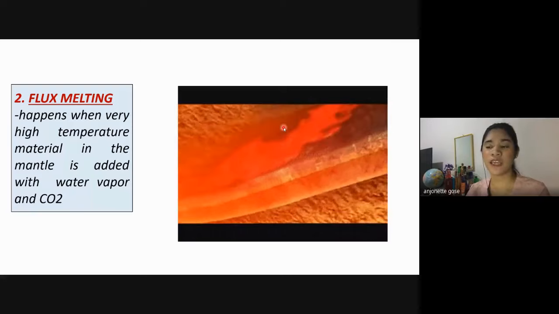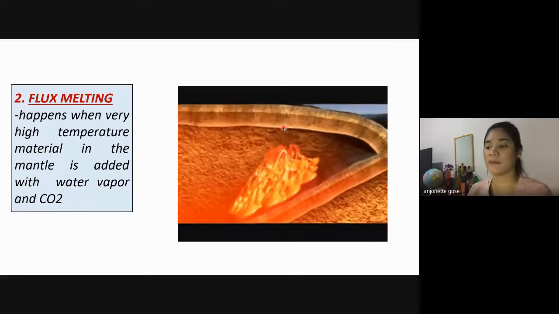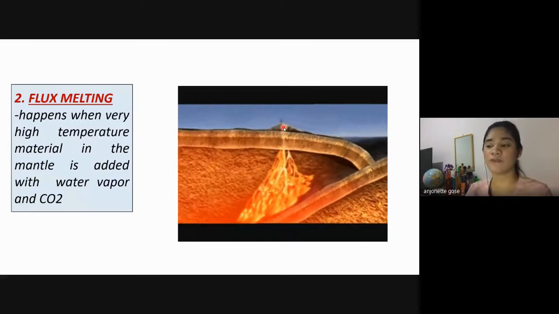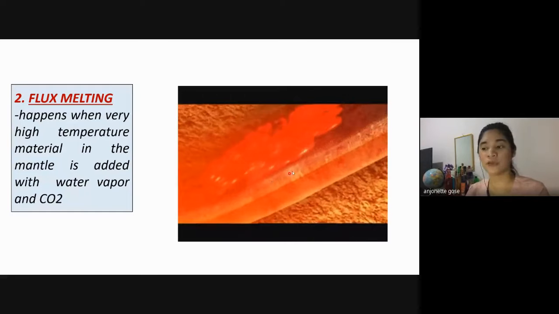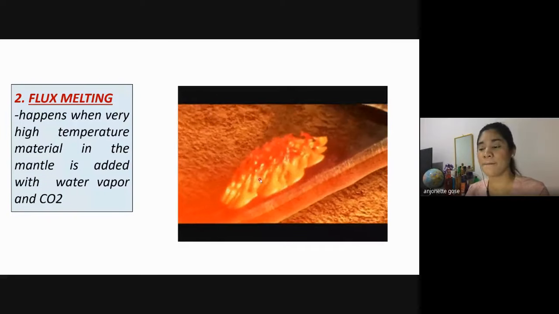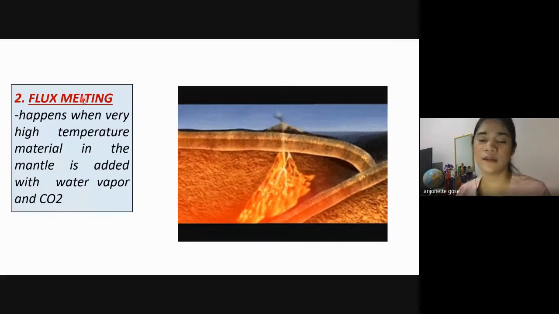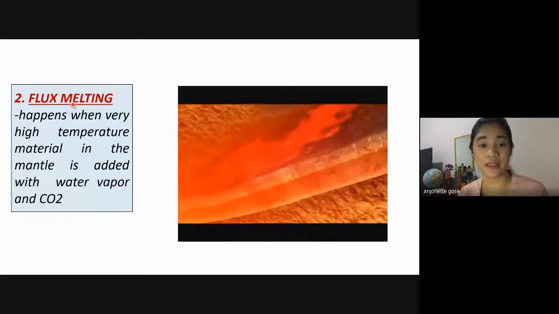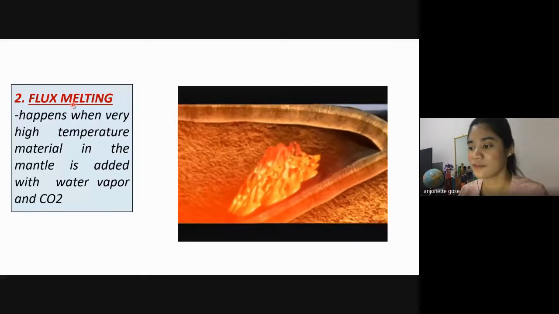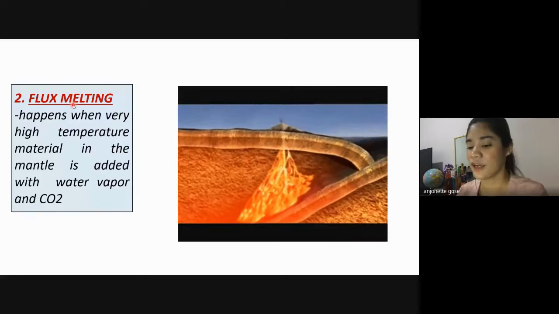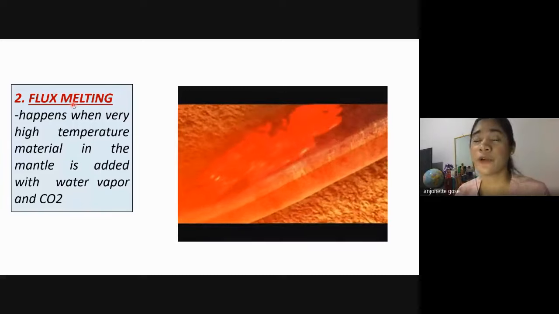Clear? So, an active volcano, as we have all defined, has a magma source or a magma chamber. So, bakit nagiging active ang volcano? Dahil mayroong nagaganap na subduction zone para mag-form ng magma source. Ito yung magma ngayon, caused by flux melting. So, are we clear? I hope everyone is clear with the different modes of formation of magma.